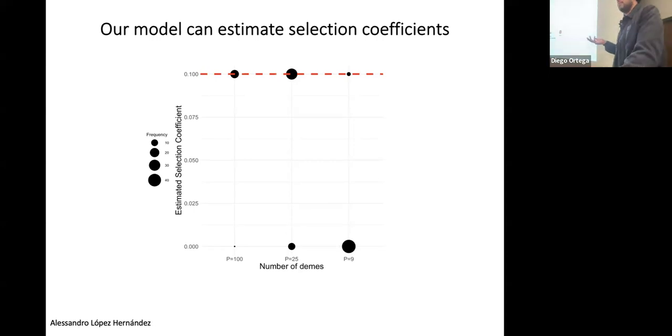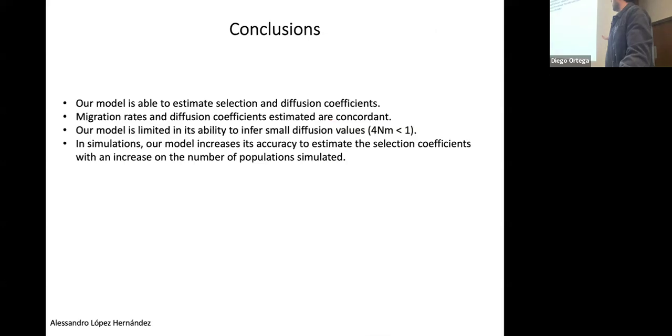So we're still working on this, but we're trying to develop a method to do inference of demographic parameters and selection coefficient values. It seems like our model is able to estimate selection and diffusion coefficient. Doing some tests, we have seen that our model is limited in its ability to infer small diffusion values.